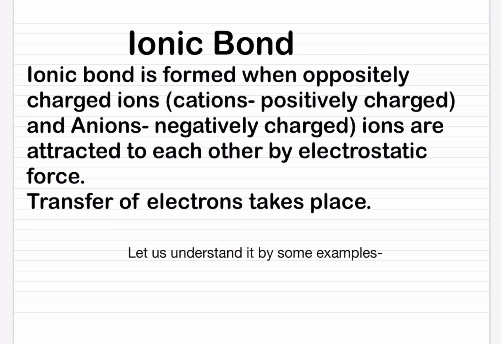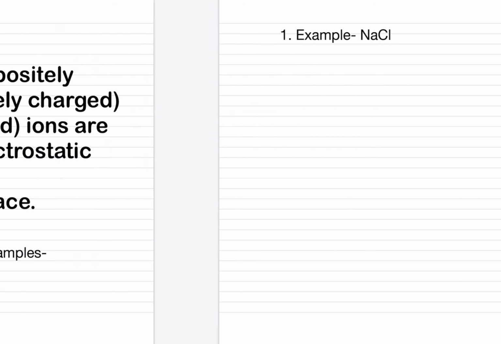So let us understand it by some examples. Example number one, NaCl, that is sodium chloride. Now the electronic configuration. First of all, the atomic number of sodium is 11, so the electronic configuration of sodium will be 2, 8 and 1. Chlorine: atomic number of chlorine is 17, so the electronic configuration of chlorine is 2, 8 and 7.